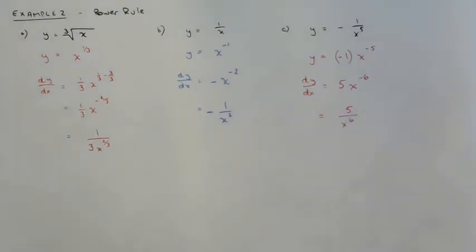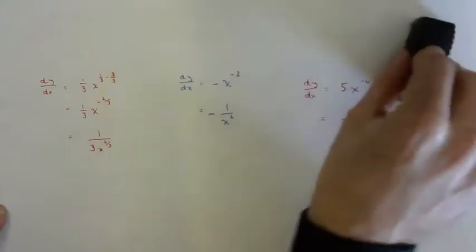So that is differentiating polynomials that only have one term, monomials. And we applied the power rule. The next example has us doing polynomials with more than one term. Okay, so we'll be applying a few different rules.